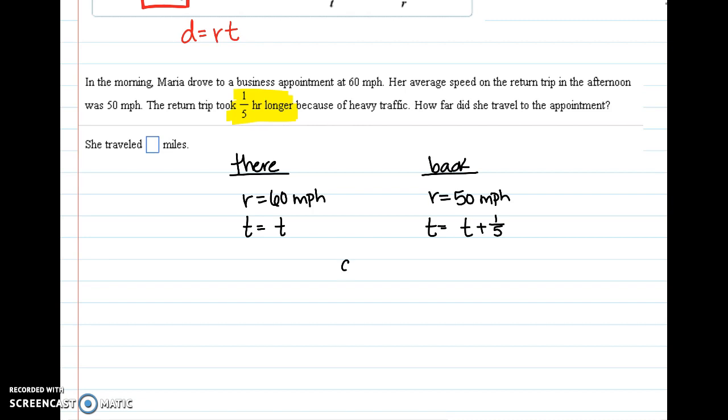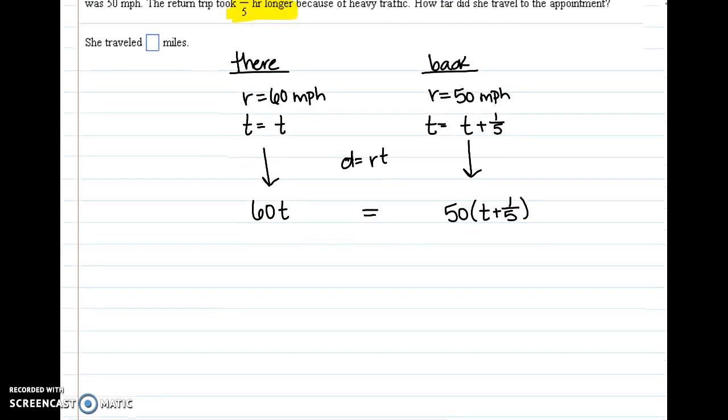Distance was the same. So remember, distance is rate times time. Her rate times time on the way there is 60 times t. Her rate times time on the way back is 50 times t plus 1/5. These are equal. She traveled the same distance on the way there as she did on the way back. So we are solving 60t equals 50 times (t plus 1/5).